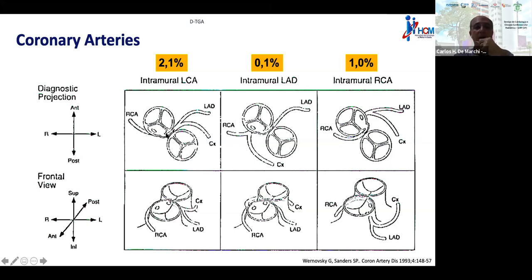The left coronary artery may be intramural and the right coronary artery too. We suspect this in echo, like you see in these pictures, when the echocardiographer sees a coronary artery between the two great arteries. It's a few cases, but it's important to know this.